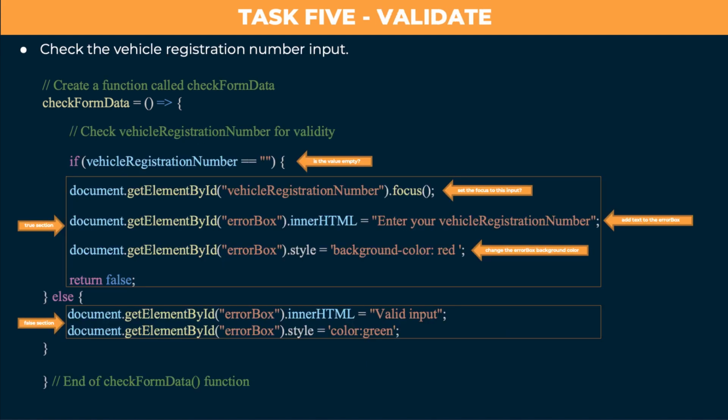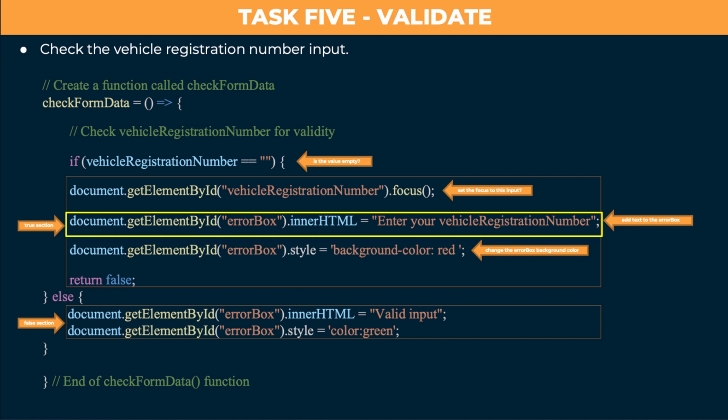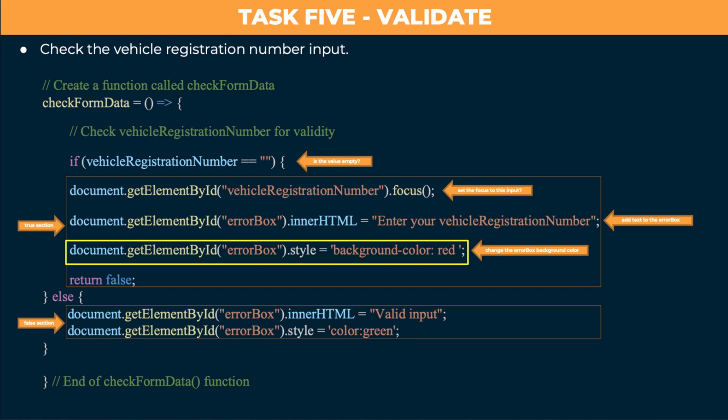So when we do the checking, we go if whatever the name of the control is, vehicle registration number, is equal to, remember that's to compare, blank. Then what do we want to do? We want to find the element by ID, get element by ID, vehicle registration number, and we want to set the focus. We then want to set the inner HTML to say enter your vehicle registration number, and we then want to set the background color to be red.